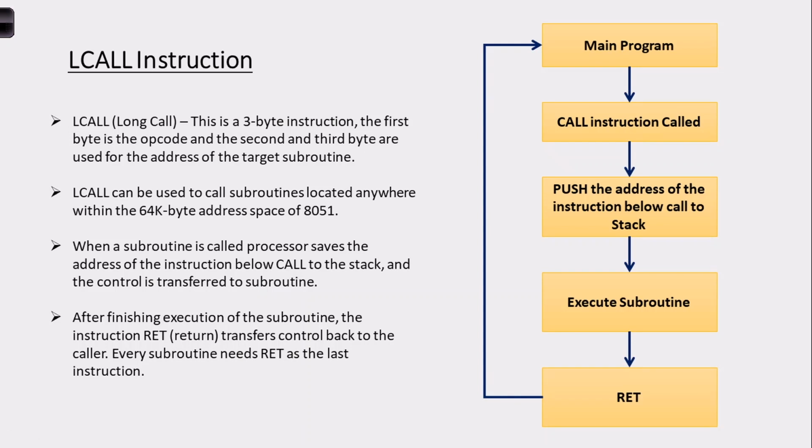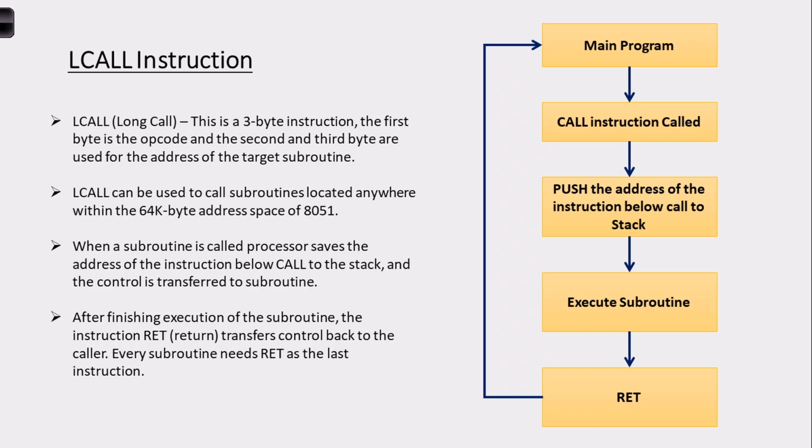So LCALL can be used to call subroutines anywhere within 64K bytes of address space. Since it is a total of 2 raised to 16, that will lead us to these many address locations. So what actually happens whenever a subroutine is called? The processor saves the address of the instruction below the call to the stack, and the control is transferred to the subroutine.